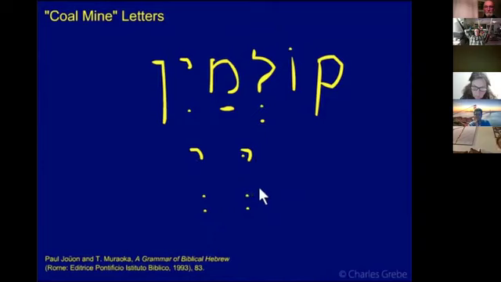Be that as it may, what we're concerned with here is just remember this rule. It'll come in handy. If you remember the word or the mnemonic coal mine, you'll know that these letters can drop their dagesh forte when followed by a vocal shava.